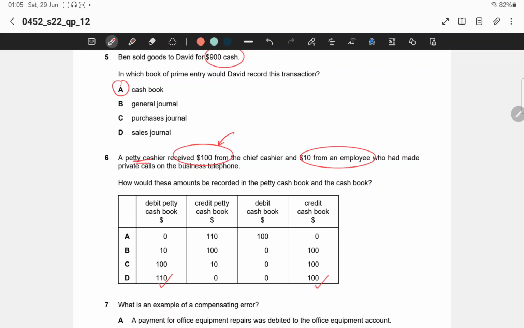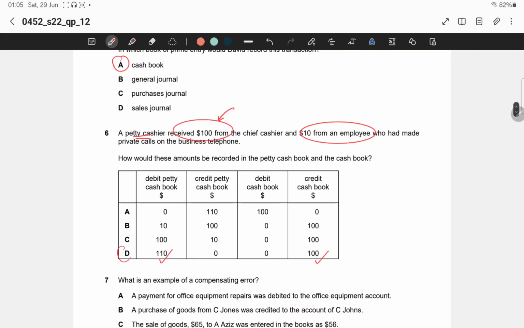So cash book will reduce by 100, because it is transferred from the cash book to the petty cash book. Alright, so the answer is D.